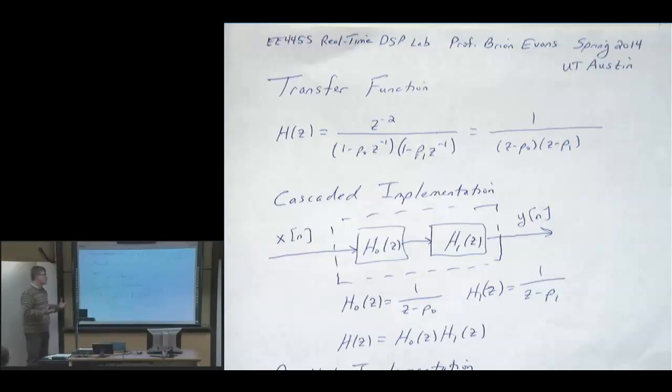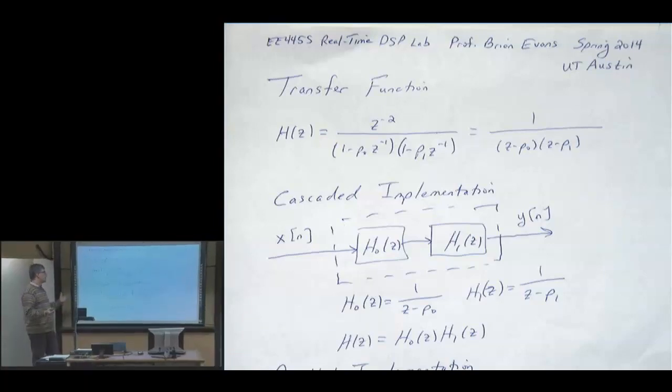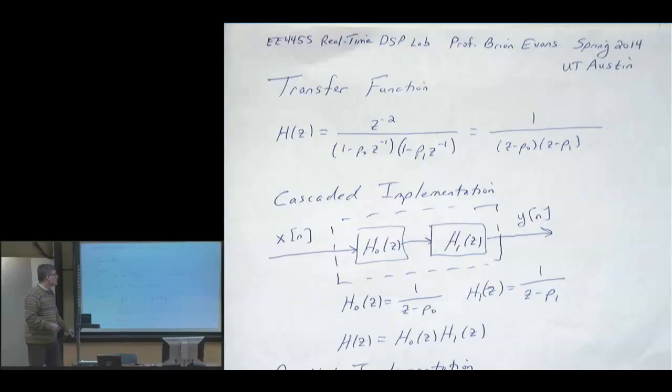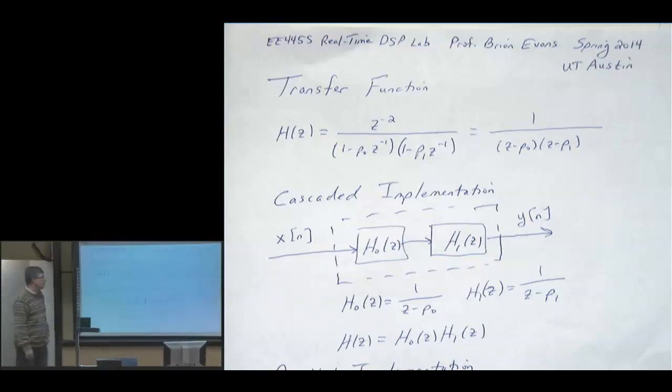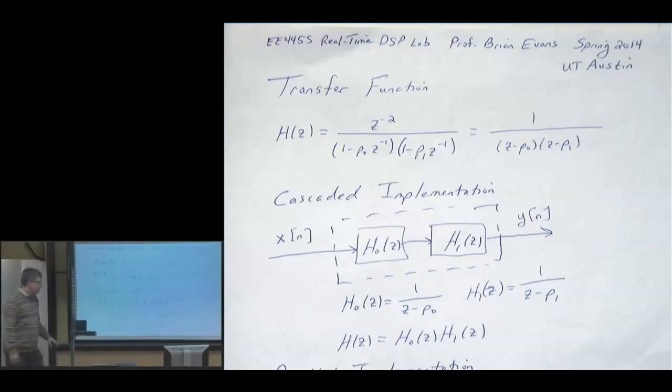So let's take a first order example, 2 real poles for our case. They could be complex, and it just makes the arithmetic more complicated, but that's also fine. So I have a 2-pole filter, so I have poles P0 and P1, and I can write this a couple ways as a transfer function. For the cascaded implementation, I'm going to break this into 2 first order filters.